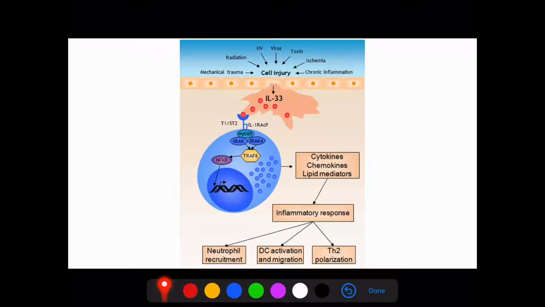This is a basic schematic for interleukin-33, and this is the surface of a skin. When there is an infection or irritation by various factors like radiation, virus, and toxins, interleukin-33 is produced and travels to a receptor of a cell. This triggers the cell to produce more cytokines and replicate itself that leads to inflammatory response.